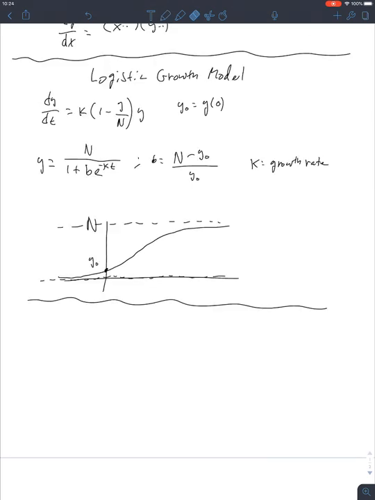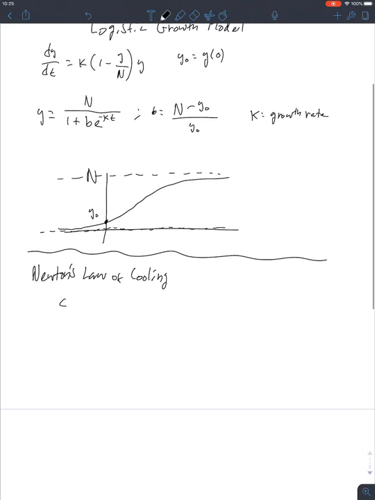Another application of differential equations is Newton's law of cooling. Newton's law of cooling has this differential equation. Notice the difference in the case, capital T versus little t. Capital T is temperature, little t is time. So dT/dt is equal to negative k times (T minus T sub m).